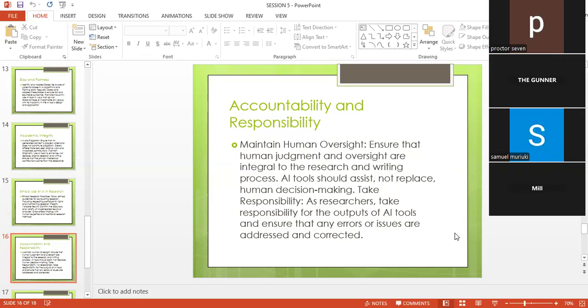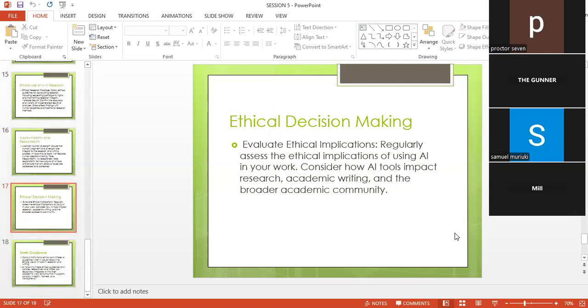It can make mistakes. And some of you will be lecturers also. Some of you are already teaching in some colleges somewhere. So I'm not talking about something that you don't know. This is something that some of you are using. So as researchers, take responsibility for the output of AI tools. Don't say that AI did this for me. Nobody will listen to you. Control the machine. Lead the machine.